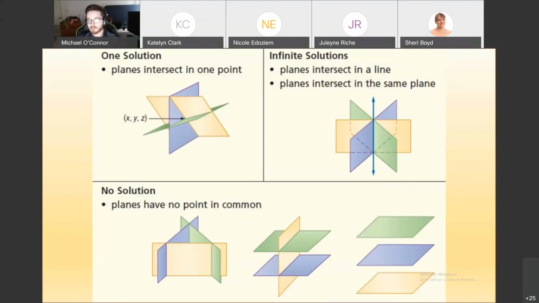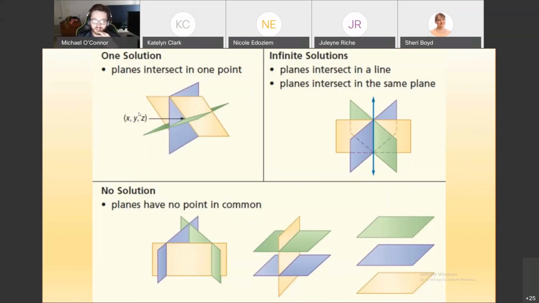You guys are used to R2, which is just the flat plane, and then we're adding a z-axis, which is R3, a three-dimensional space. But you're not going to have to identify or graph these types of things. It's just visually, I want to give you a good intuition of what it looks like to have these solutions. So this is what it looks like when there's just a single point. The point that we're looking for is where it all crosses right there, that little point x, y, z, and that's when there's exactly one solution.